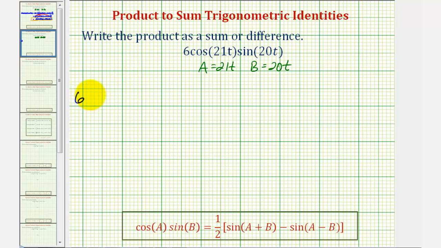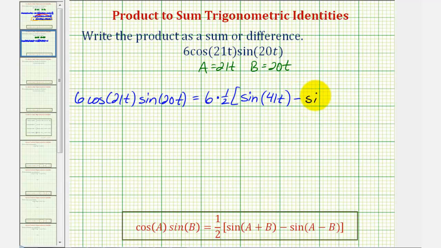So 6 times cosine 21t times sine 20t would be equal to 6 times 1/2 times the quantity sine of A plus B, or 21t plus 20t is 41t, and then minus sine of A minus B, that would be 21t minus 20t, or 1t, or just t.